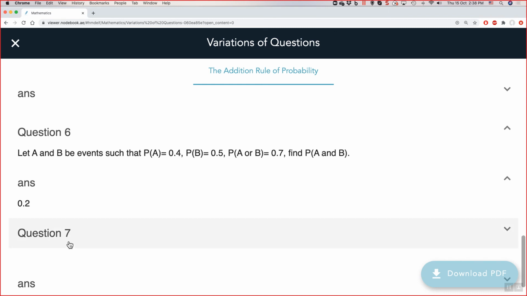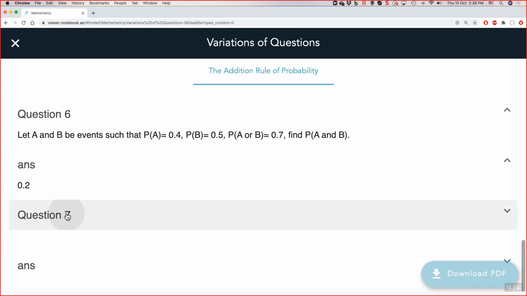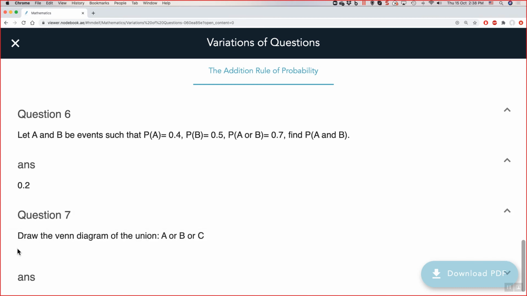Question number 7, which is our last question today, is, let us see, what does it have? He now wants you to draw a Venn diagram of the union of A or B or C. That's a very easy question. He just checks if you understand the concept of a union, and if we generalize this to more than 2 events. Like here I have 3 events, A and B and C. If you have A with B with C together, I want the union. So how is it going to look? What is the shading going to look like?